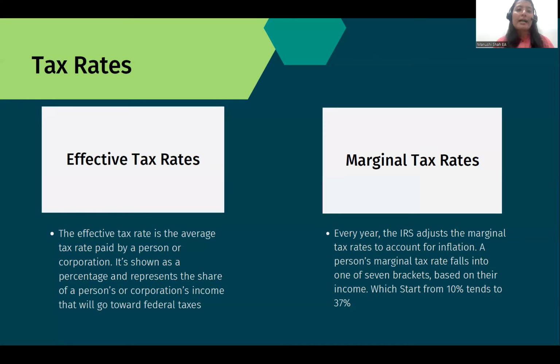Okay. Now what is the marginal tax rate? The marginal tax rate has different tax brackets, which are changed by the IRS according to inflation. Currently, we have the basic tax rate which starts from 10% and goes up to 37%. We have 7 different tax brackets under these marginal tax rates.